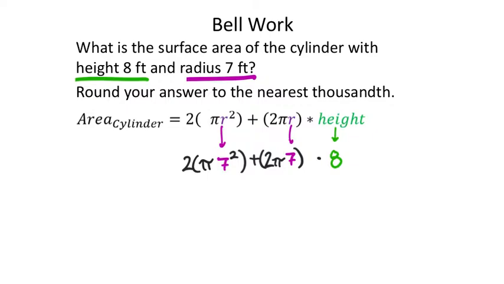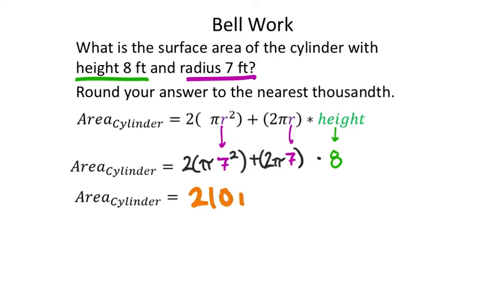So this is going to give us the surface area of the cylinder, which at this point I'm just going to plug into the calculator. So 2 times parentheses pi times 7 squared, close parentheses, plus parentheses, 2 times pi times 7, close parentheses, times 8. And when I push enter at this point, it tells me that the area of the cylinder is 210 pi. Now this is okay in terms of pi, but they did want the answer rounded to the nearest thousandth. So where my answer right now is in terms of pi, 210 pi, and this would be in square feet.